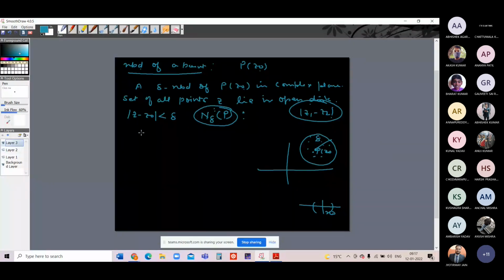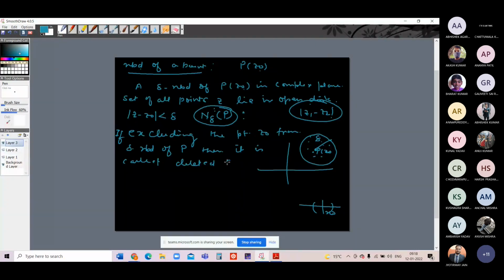So if we are excluding or deleting the point z naught from this open disk या कहें delta neighborhood of P, then it is called deleted delta neighborhood of this point P, which is written as z minus z naught less than delta. ये delta neighborhood बता रहा है.